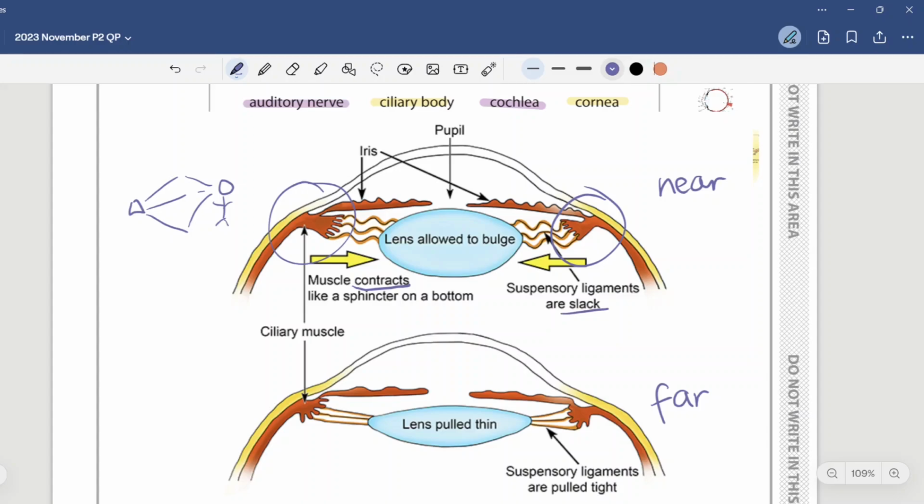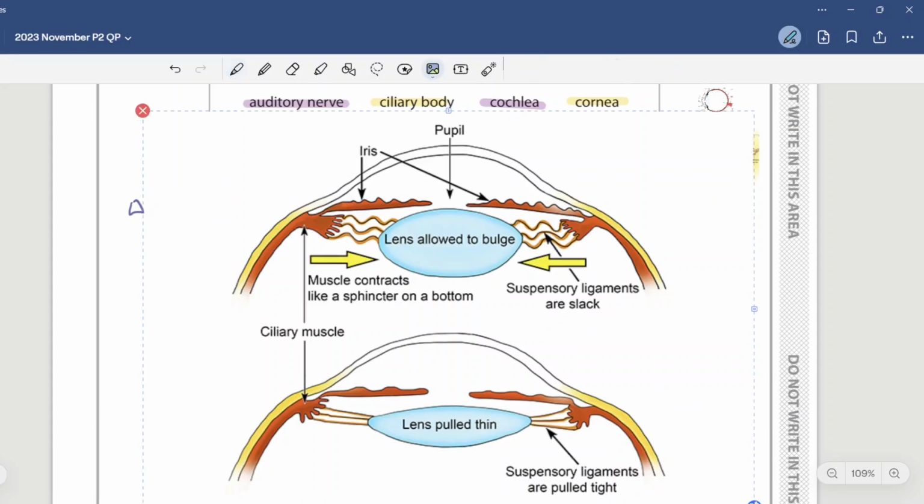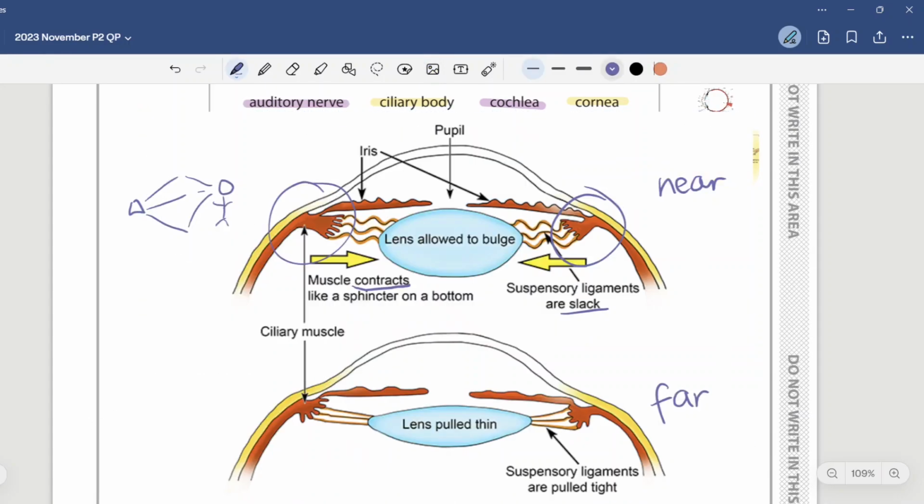And then on the other hand, if you want to focus on far objects, so if the object is far away, the light is going to be a bit more parallel. So you don't need to bend the light that much. So you can see the ciliary muscles are relaxing, and that causes the suspensory ligaments to become tight.